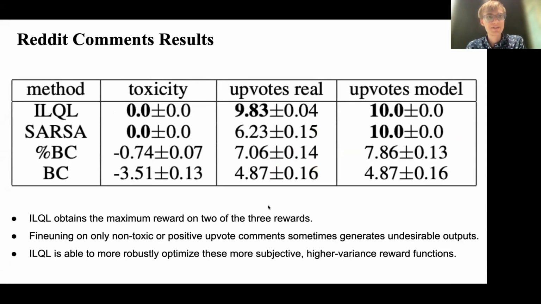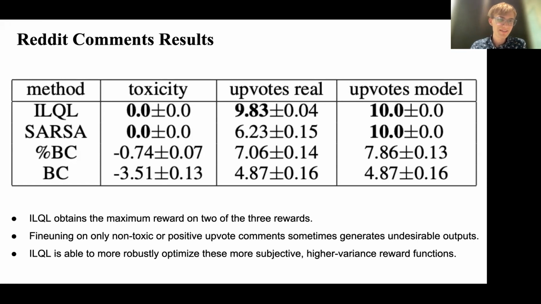And what we see actually is that ILQL gets the maximum possible reward on 2 out of 3 of these settings. So in toxicity, the reward of 0 is actually the highest possible reward. And same with the upvotes model, a reward of 10 is the highest possible reward. What this means is that the model never generated a toxic comment in our evaluation, where we had to generate 1,000 comments. And these comments it's generating are conditioned on the parent post in the Reddit thread.